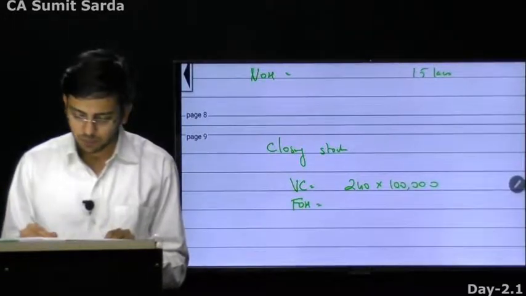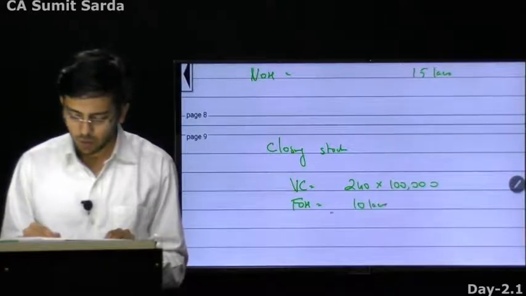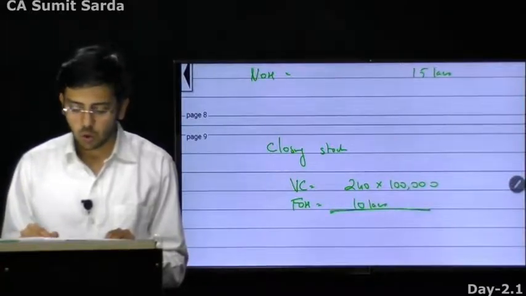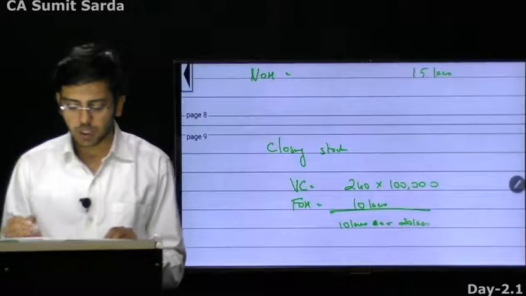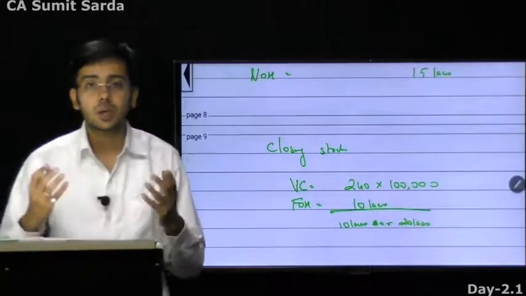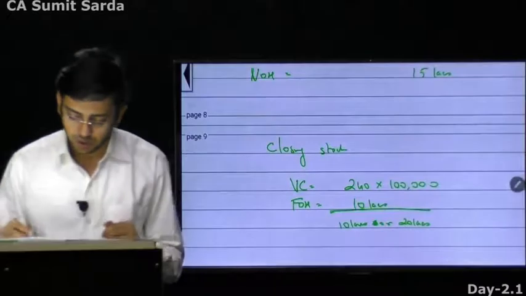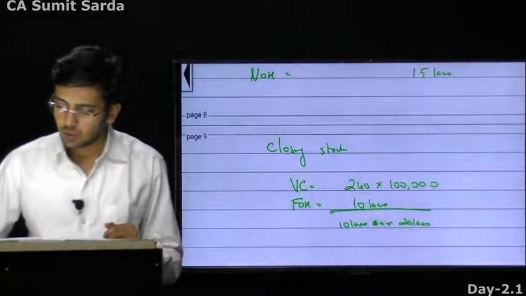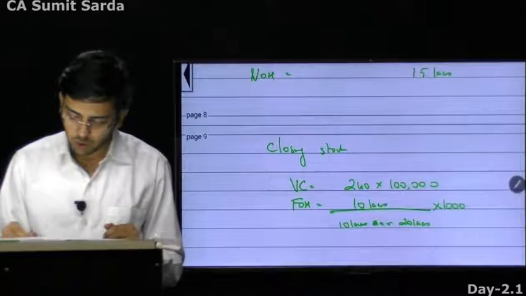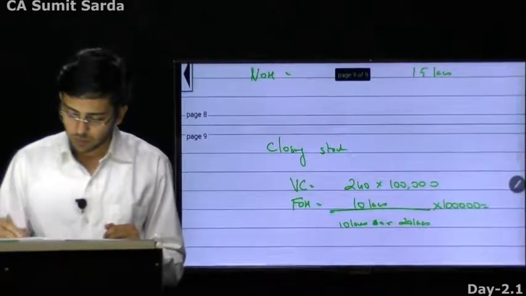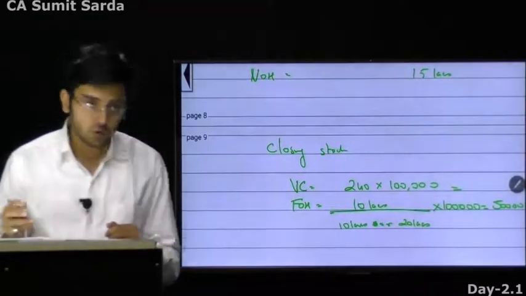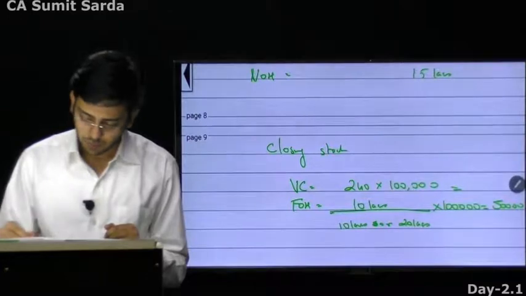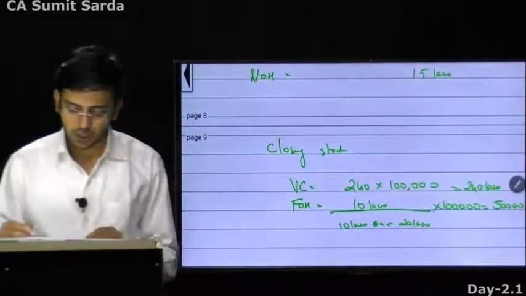Factory overhead of 10 lakhs will be divided by normal capacity or actual capacity, whichever is higher. Normal was 10 lakh, actual was 20 lakh, whichever is higher, 20 lakh units. So divided by 20 lakh units into 1 lakh units in closing stock. So we have 50,000 rupees allocated as fixed overhead, and we have 240 lakhs allocated as variable cost.